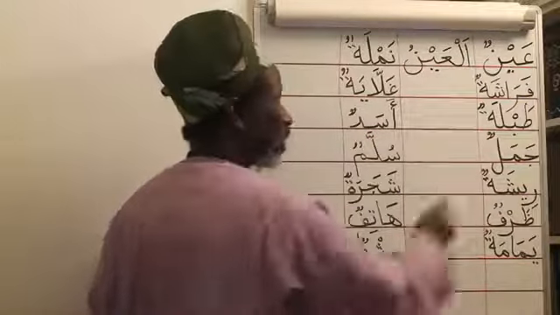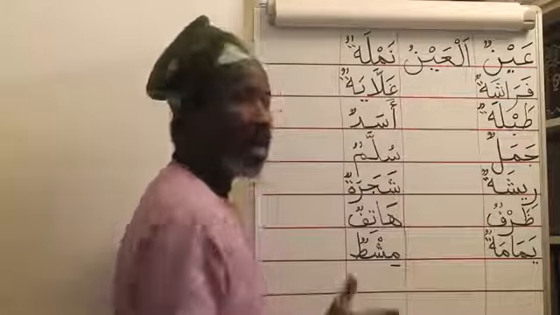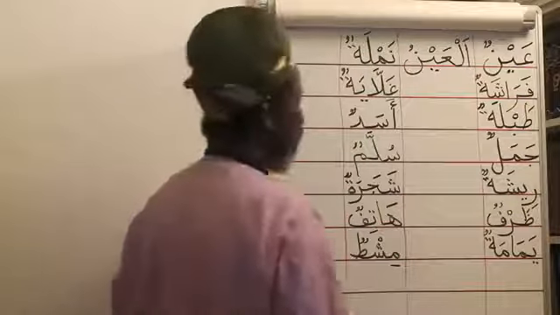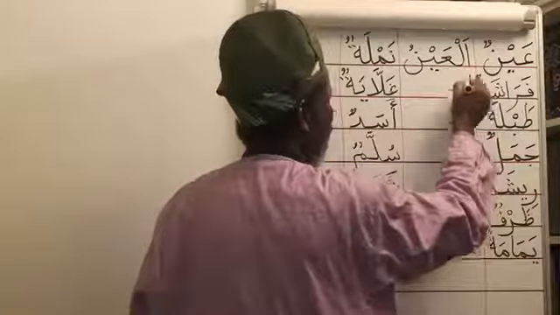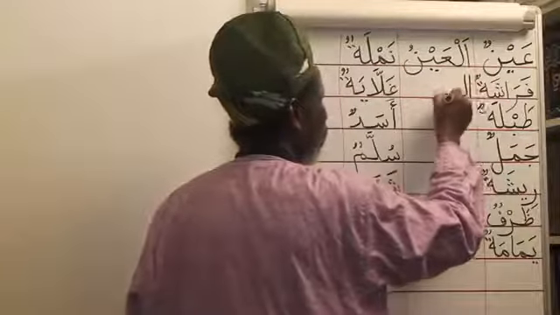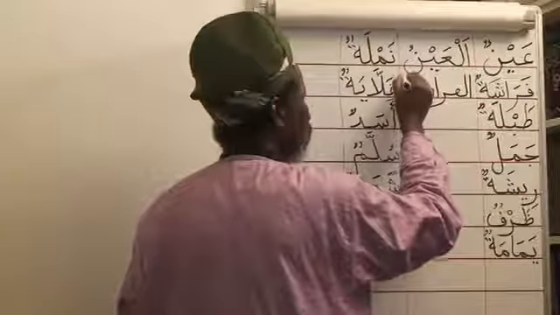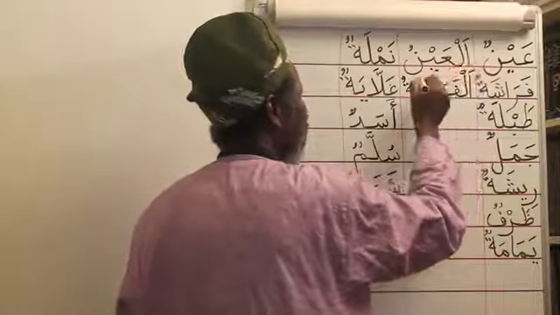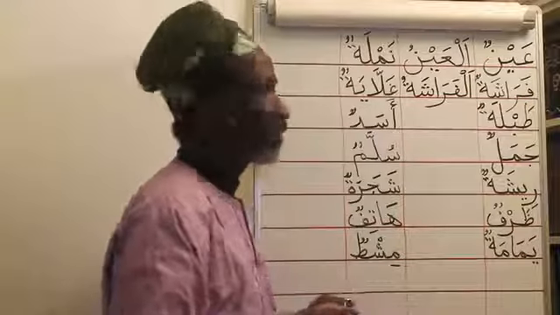Next one, Farashatun. Fa is also a moon letter. Therefore, we retain the sukun of the lam of "al". Al-Farashatu. Single U at the end.